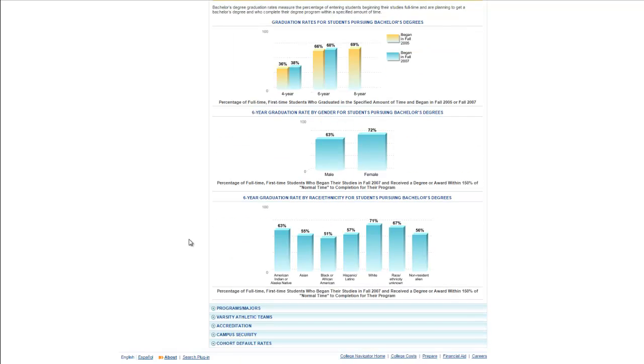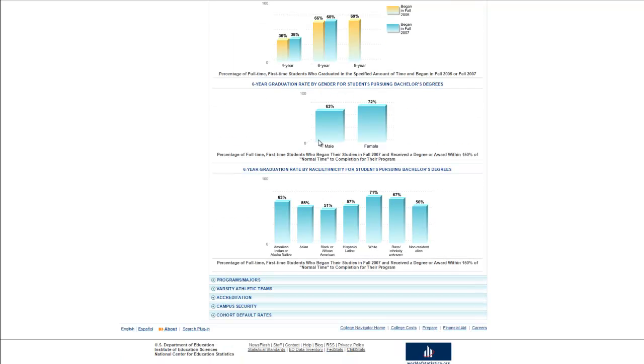Same thing here, 6-year graduation rate by gender. 63% of males completed their degree within 6 years, and 72% of females did. And this is the graduation rate by race or ethnicity. As you can see, 55% of the Asian students completed their degrees within 6 years. 71% of white students did. And then Hispanic students, 57%. Black or African American, 51%.